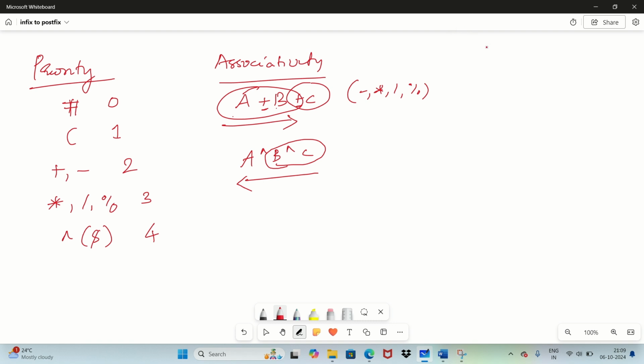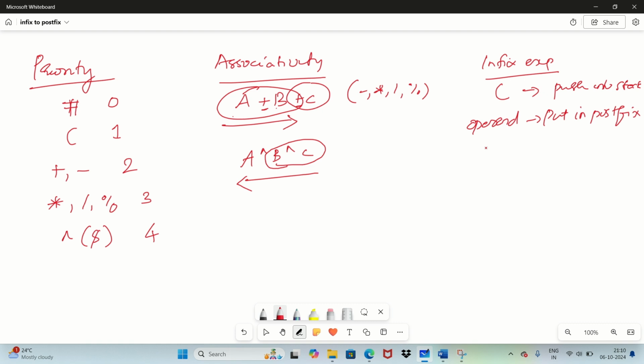That's what you have to think about associativity. Then, when you're given an infix expression, if it has an opening brace, you just push it into the stack. And if it is an operand, you put it in the postfix. Then you have to consider your operators: plus, minus, slash, into, hash, modulo, power.